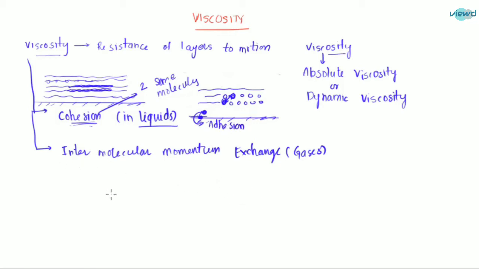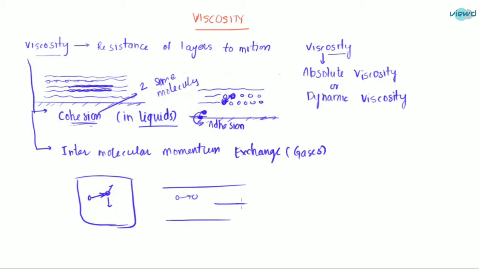So what is intermolecular momentum exchange? In gases, let us say there is a container. If this molecule collides with this one, there will be a momentum exchange, and this travels in some direction and this travels in some random direction. In a flow, if this momentum exchange increases, there will be a random motion in different directions rather than in a particular direction.